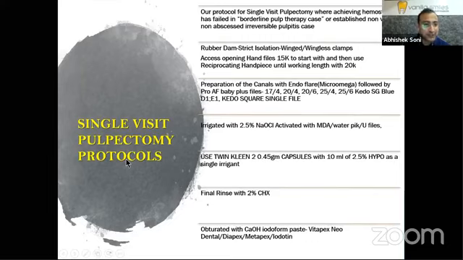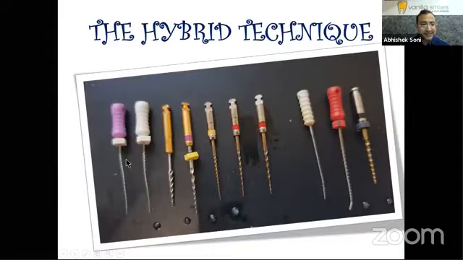And we have shifted to using Twin Kleen as a single irrigant, wherein we combine 2 capsules of 0.45 grams of Twin Kleen along with 10 ml of 2.5% sodium hypochlorite. So the drops that you see is the irrigation protocol. That is, after each filing, make sure that your canals are moist.